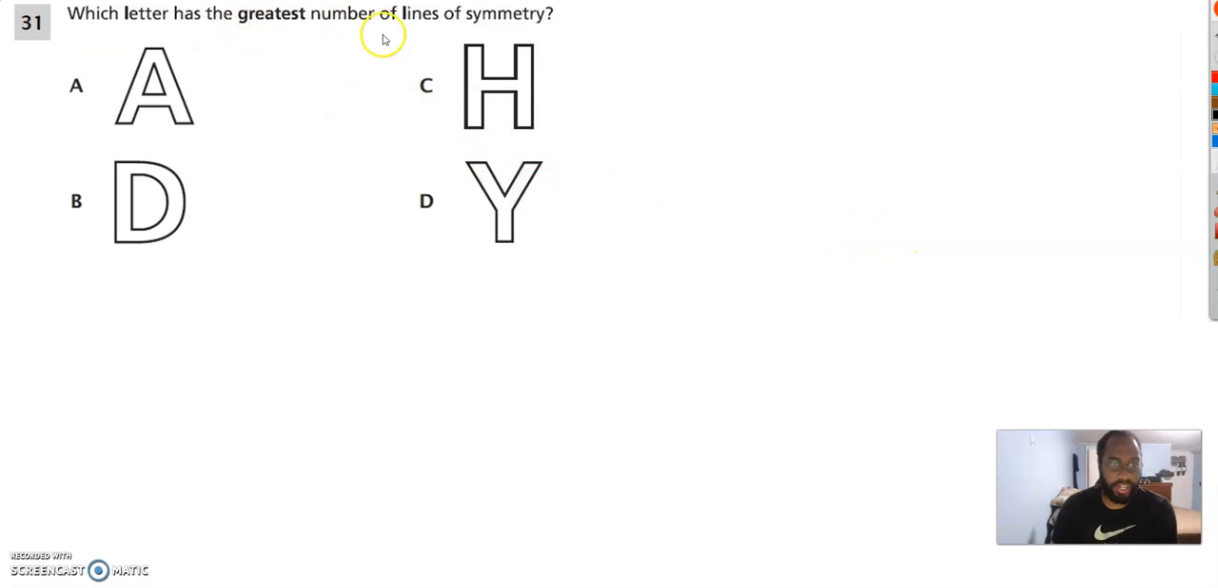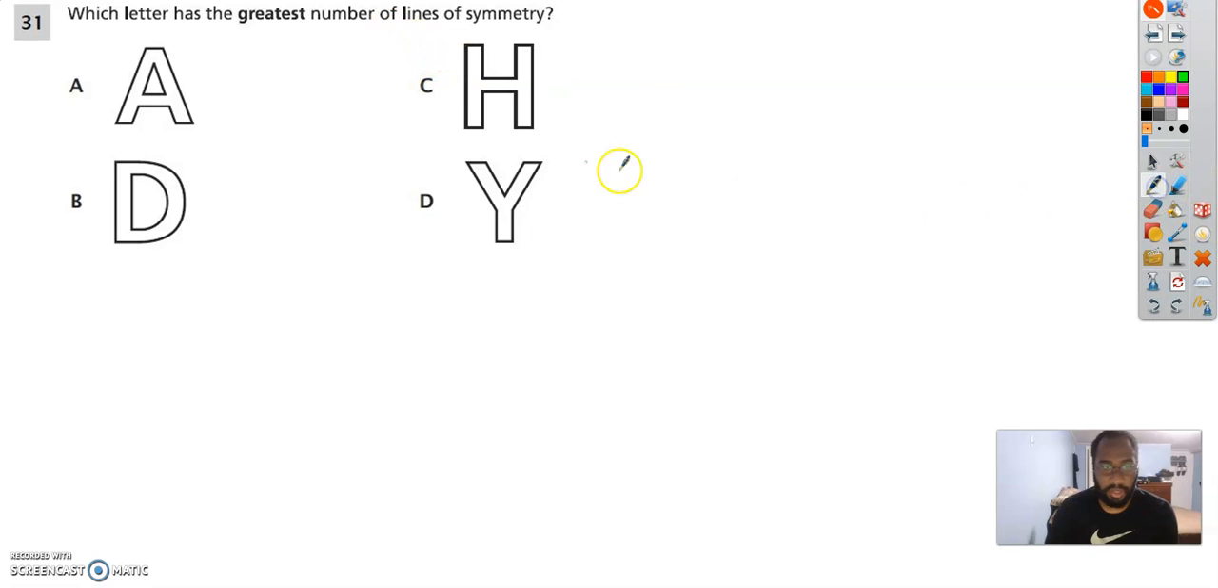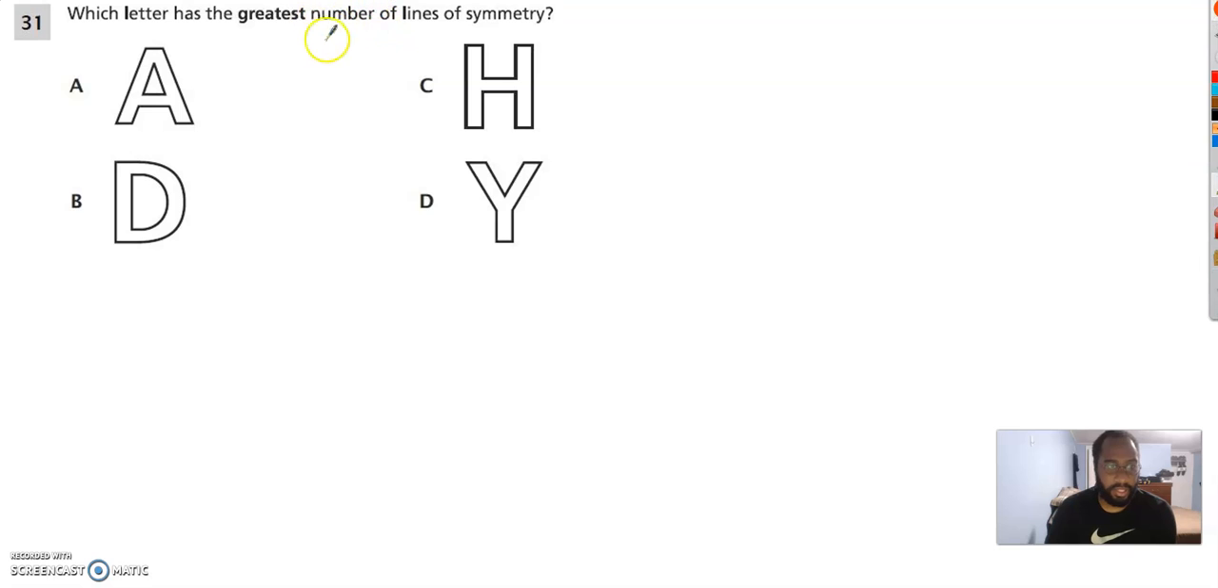Which letter has the greatest number of lines of symmetry? So, for this question, you need to try each letter and see how many lines of symmetry you can find. We already know about D because we saw it earlier. D only has 1 line of symmetry where you can split it horizontally and it'll show the same on both sides. All right.